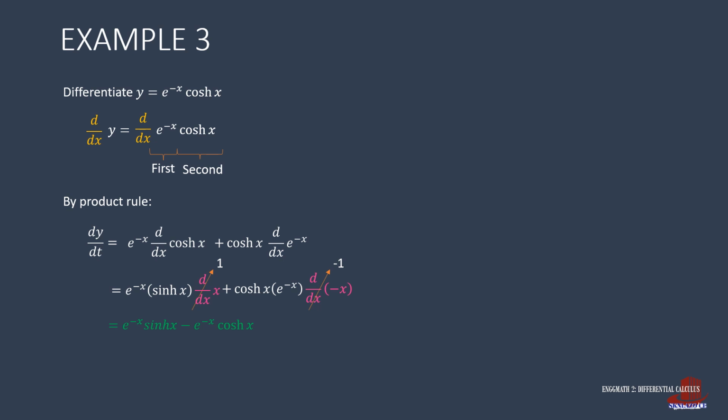So dy over dx is e raised to negative x times hyperbolic sine of x minus e raised to negative x times hyperbolic cosine of x.